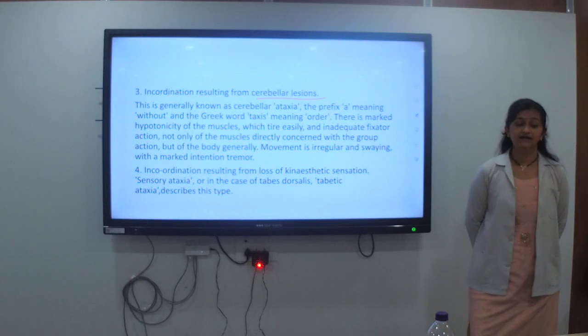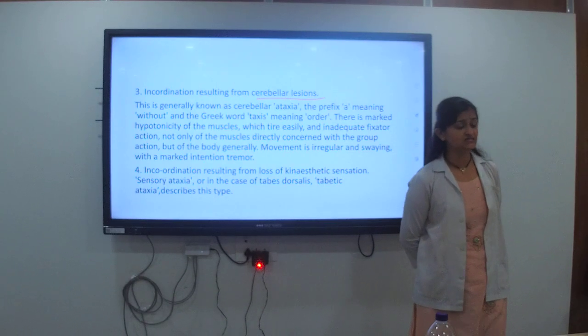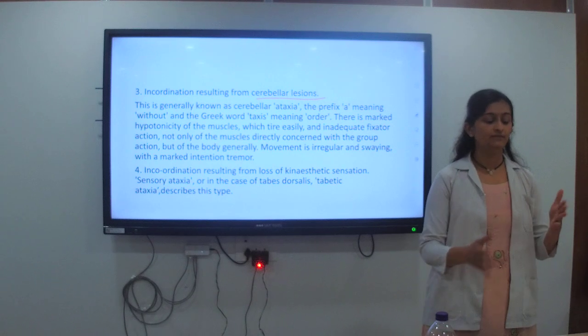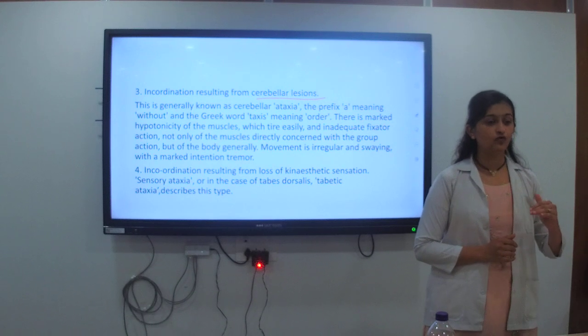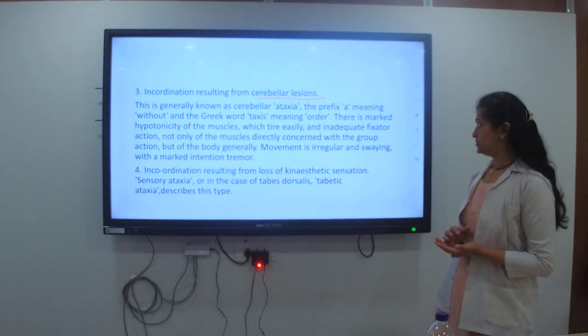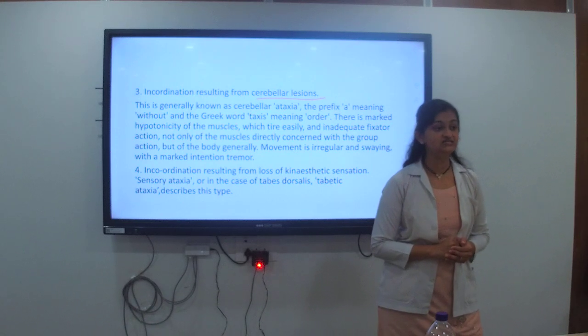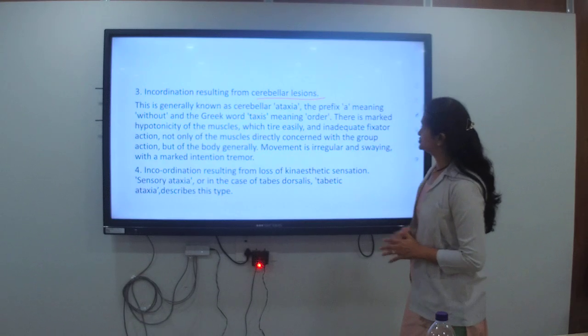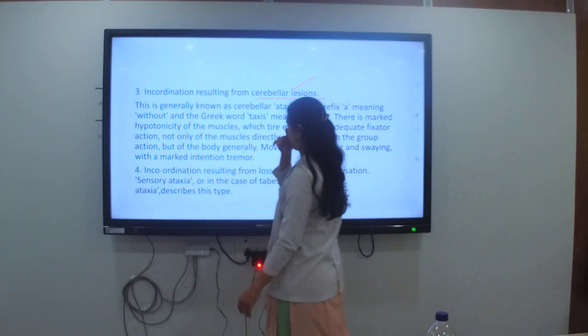So what is cerebellar ataxia? In this the patient is not able to walk properly. He is not able to judge where the floor is or where he is walking. He keeps swaying to the right and left. In such conditions, incoordination is affected. So this was your third cause.